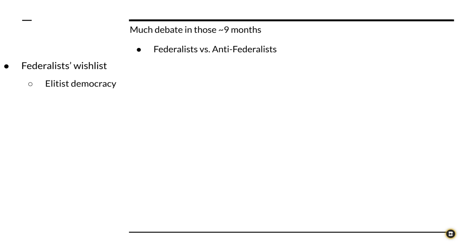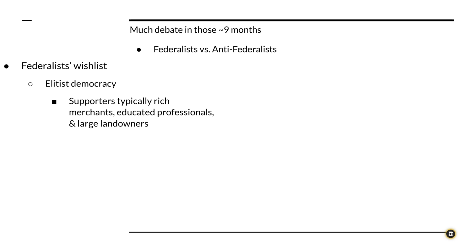If you've been wondering why on earth I ever had you read about elitist democracy versus pluralist democracy versus hyper-pluralism, this is why. The Federalists wanted the elitist flavor of democracy. So not surprisingly, their supporters often fit one of these three categories.